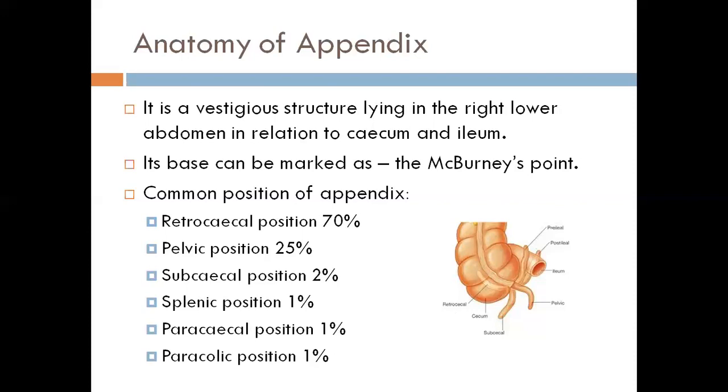Then the second position is pelvic position. It is the second most common position, that is 25%. In this, the appendix hangs from the cecum and tip lies near the brim of the pelvis. Some other positions of appendix are subcecal position, splenic position, paracecal position, and paracolic position.